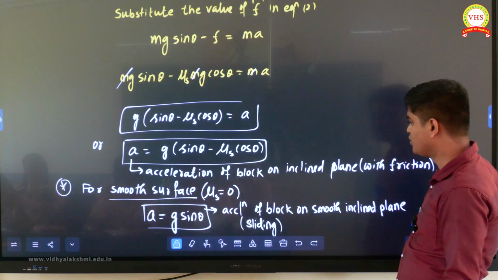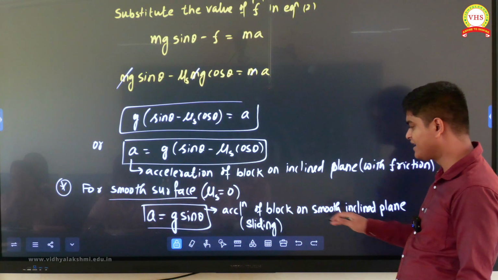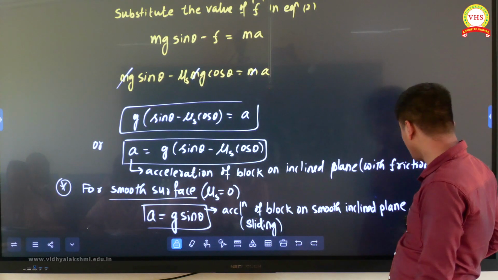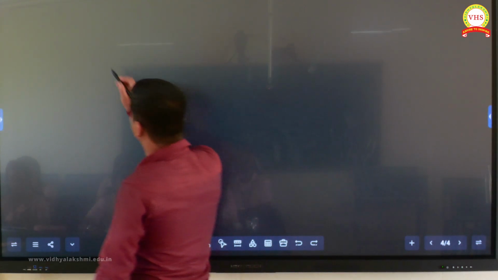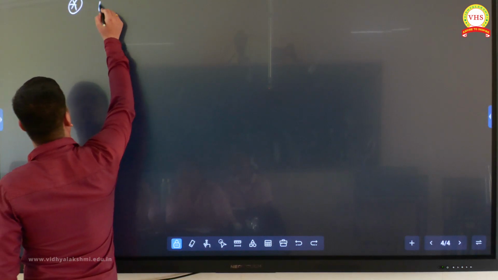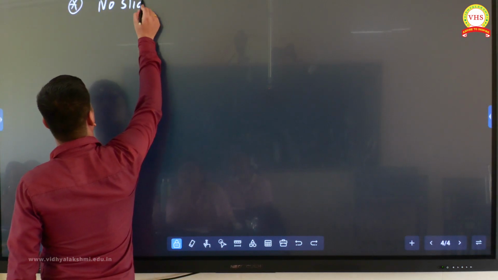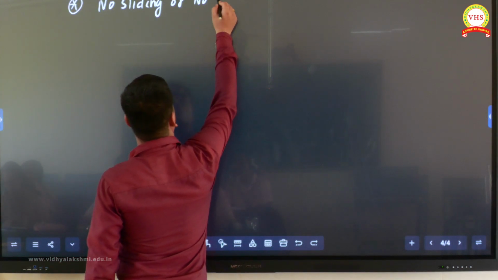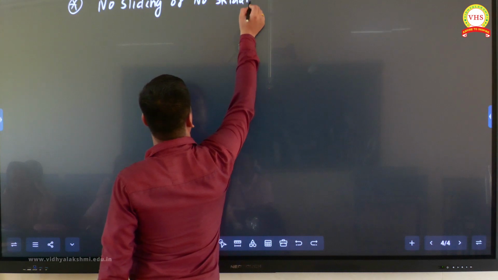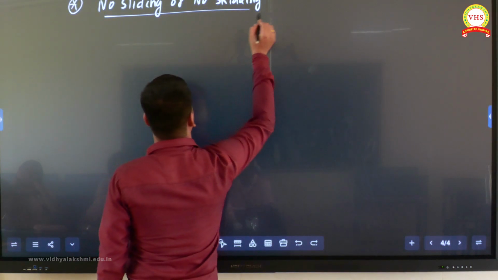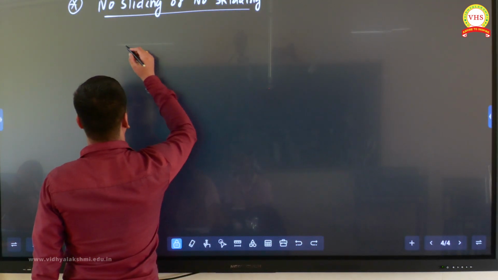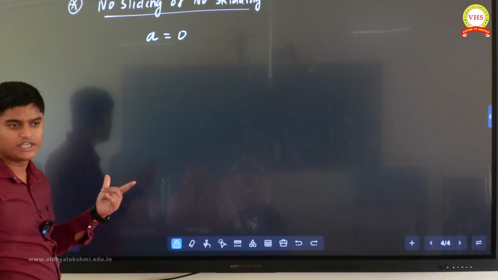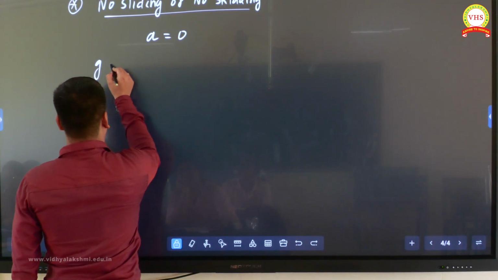But now for smooth surface, if you are in the sliding case, this is the condition. Sliding or skidding. Skidding means slipping. Now, suppose I consider one condition: no sliding or no skidding on the inclined plane. What will happen at that time? Say, no sliding condition. Now tell, what will your acceleration be? If the object is not moving, acceleration will be 0.